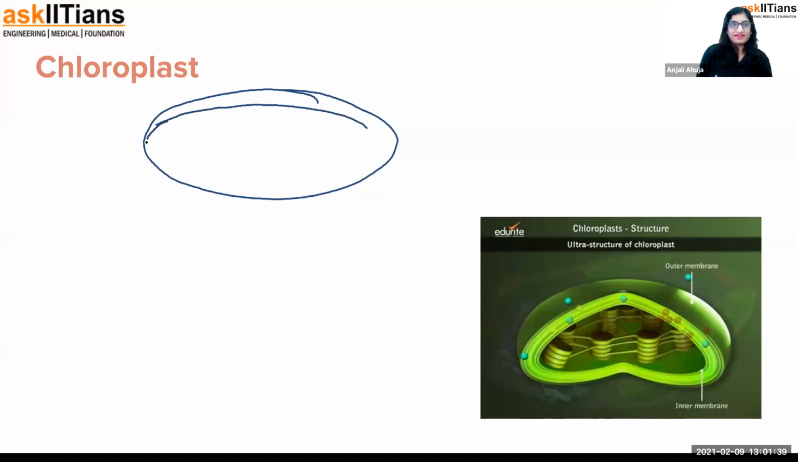Yeah, external and internal membrane. And I'm bad in drawing. No, I'm not bad in drawing on paper though. But it's fine. Okay, so this is outer membrane. This is inter membrane space. And then this is inner membrane.